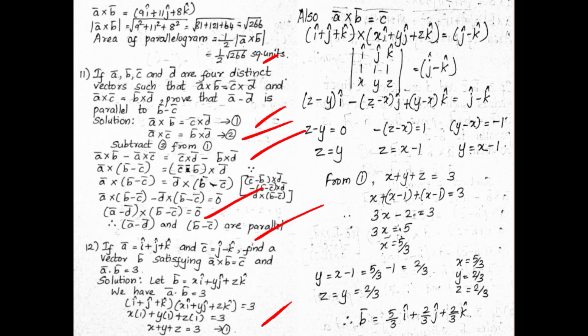Put in the equation for y. Therefore, y is equal to x minus 1, which is equal to 5 upon 3 minus 1, which is equal to 2 upon 3. z is equal to y, which is equal to 2 upon 3. Therefore, x is equal to 5 upon 3, y is equal to 2 upon 3, z is equal to 2 upon 3. So, substitute in B vector. So, B vector is equal to 5 upon 3 i plus 2 upon 3 j plus 2 upon 3 k.